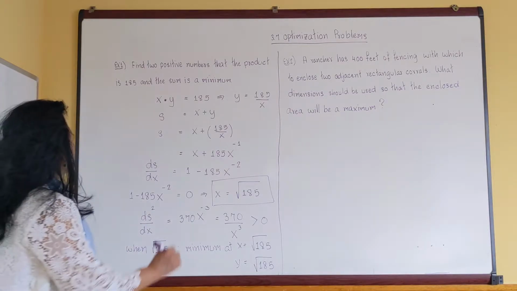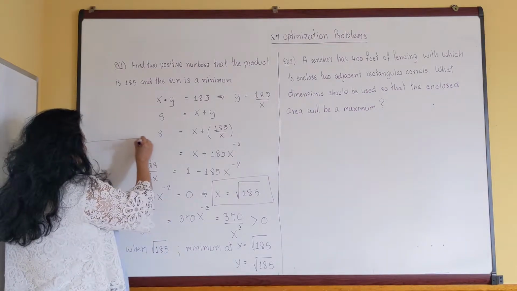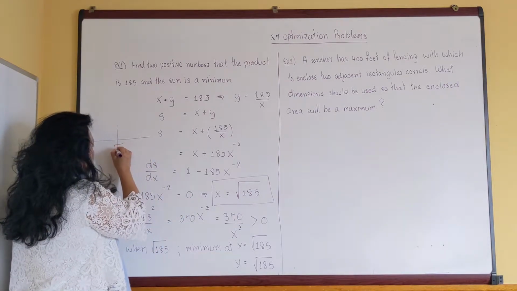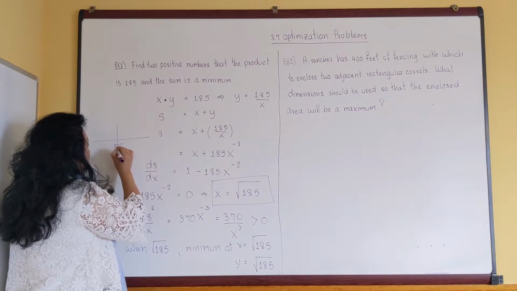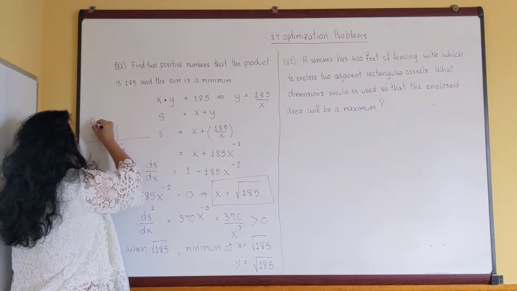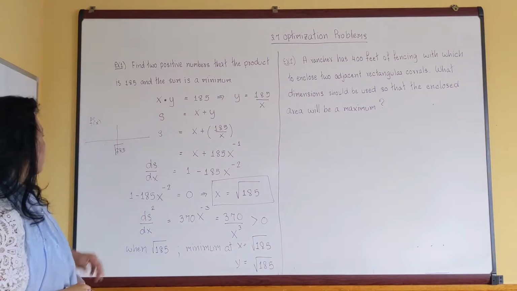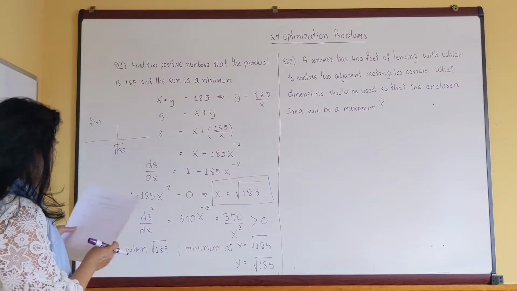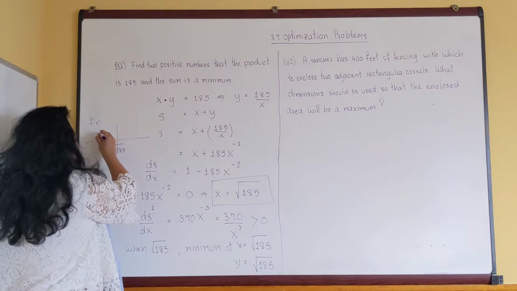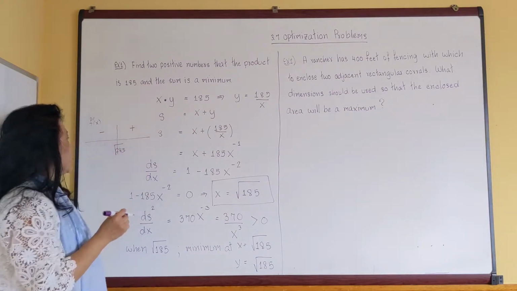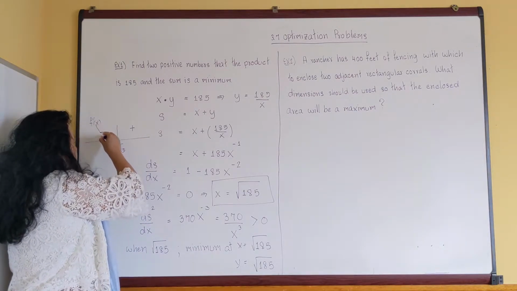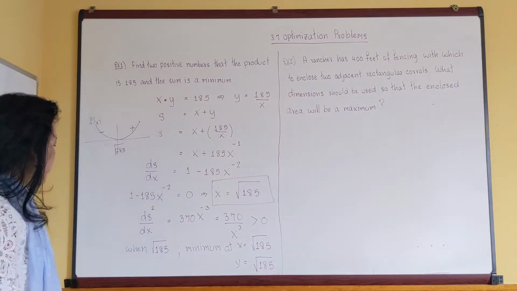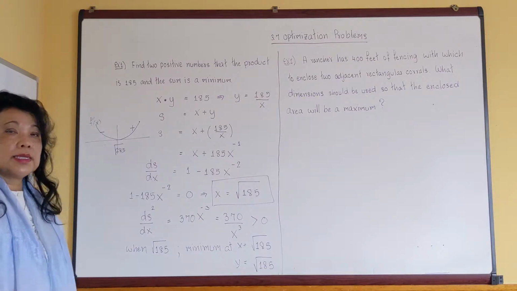Suppose you want to do the first derivative test. You put the critical number, which is the square root of 185, on the number line and take the first derivative. Pick any number in each interval and plug it into the first derivative. You will get a negative on one side and a positive on the other, which means decreasing and then increasing, which implies a minimum. Let's look at the next example.